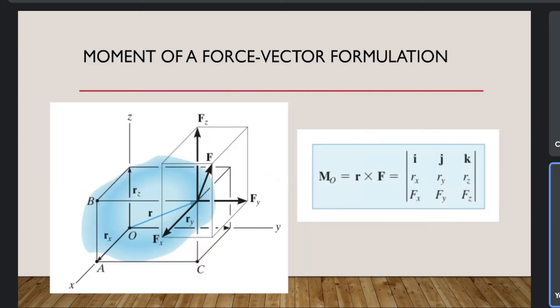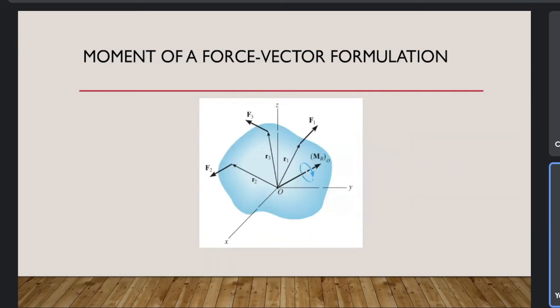So if you are using the 3-axis form, r times F can also be computed by using the matrix form. If there are several forces, F1, F2, F3, you can assume the distance from the point O. For F1, the distance is r1, r3, r2, and the resultant moment makes a certain moment, the resultant moment for all those 3 forces.